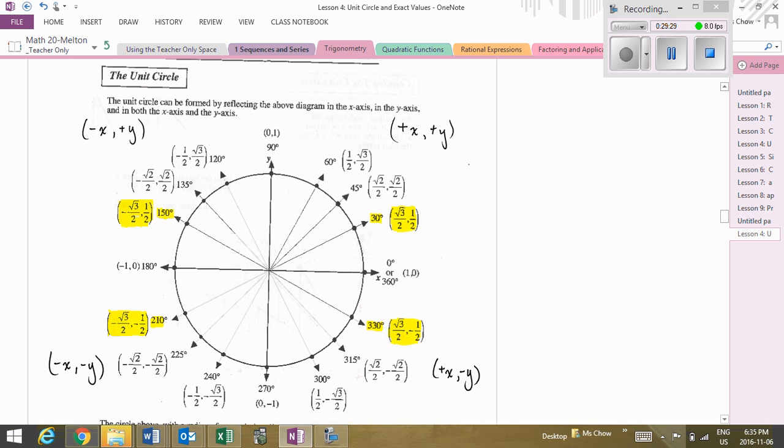Alternatively, we also know that x is the ratio for cosine of theta, and y is also the ratio for sine of theta. In quadrant 1, both cosine and sine ratios will be positive. In quadrant 2, cosine, which is our x, is negative, and sine is positive. In quadrant 3, both cosine and sine ratios are negative, because that is the quadrant where the tangent ratio is positive. And in quadrant 4, cosine ratio is positive and sine ratio is negative.